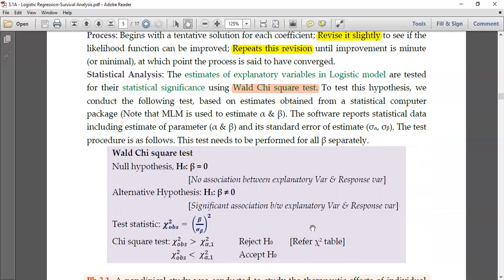Compare it using a chi-square table. In the chi-square table, first you select alpha. Alpha is our significance level, 0.05. Usually we take a 95% level, so alpha is equal to 0.05. For 0.05, degrees of freedom equal to 1. Usually in the chi-square table, we take degrees of freedom 1 for the Wald chi-square test. As you know, if the calculated value is greater than the critical value, then reject h naught. Rejecting h naught means there is a significant association. That's what we can conclude. This is the Wald chi-square test.